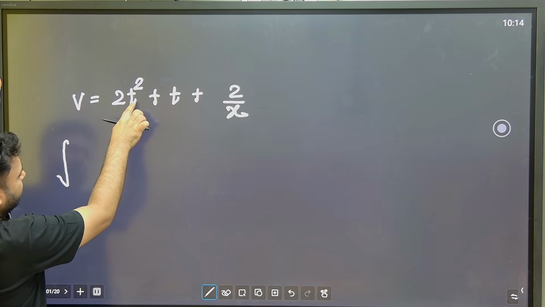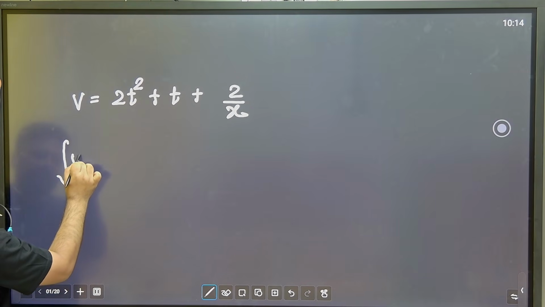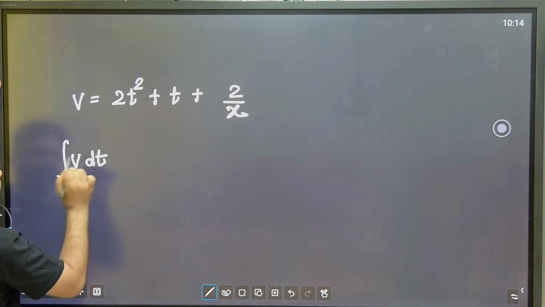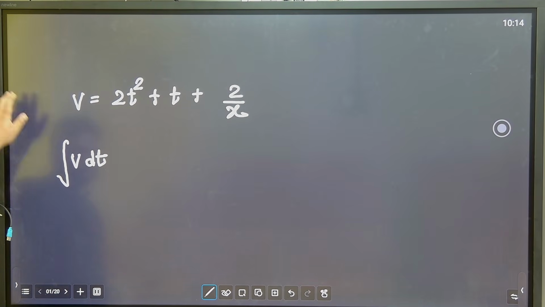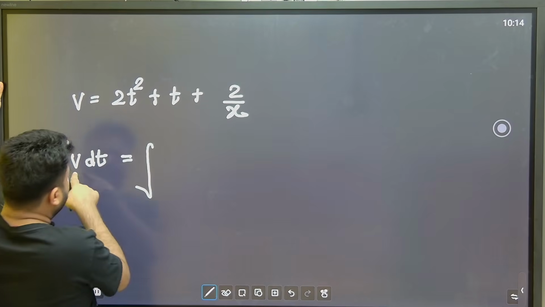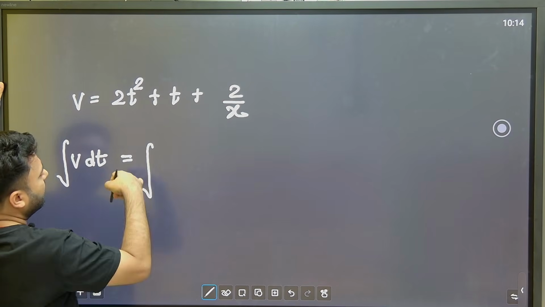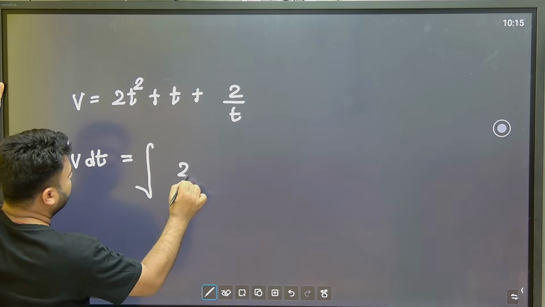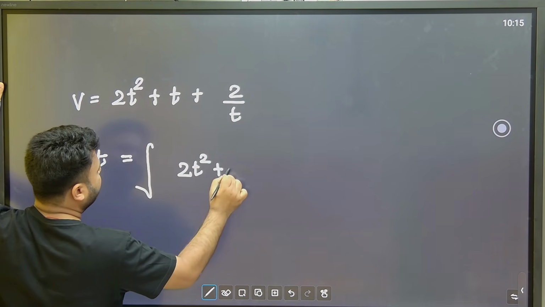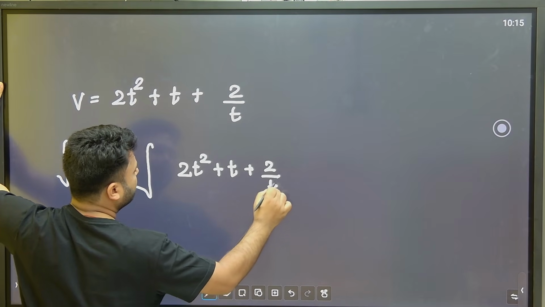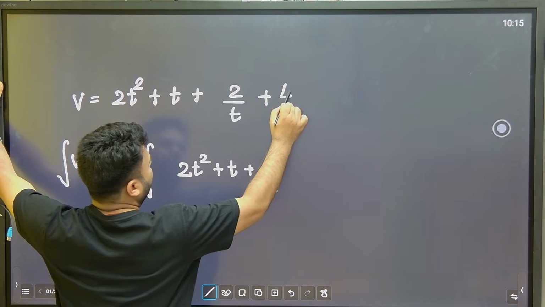This is v. v depends upon t. So you will write v, it depends upon t, na? You write dt. You can remember it like this: v depends upon t, so v dt. Now you will write integration of, what is v? This whole thing, this is t. So 2t square plus t plus 2 by t. And suppose I write one more thing, plus 4.